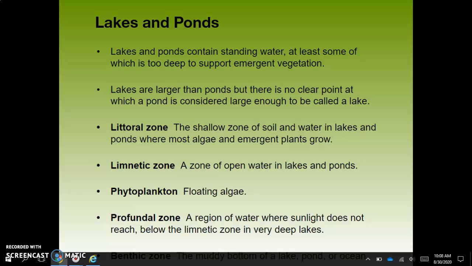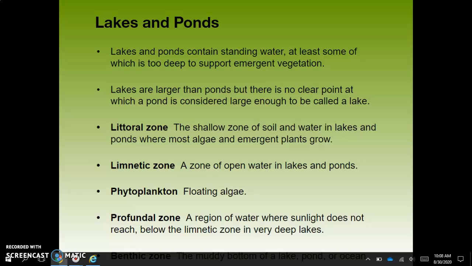And then there are some zones we need to be aware of when it comes to lakes and ponds. So the littoral zone is the shallow zone of soil and water in lakes and ponds where most of the algae and the emergent plants grow. So in the littoral zone, that's where you'll find the plant roots that will come up out of the water.